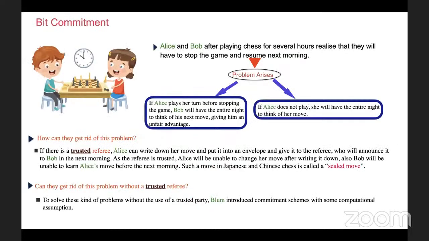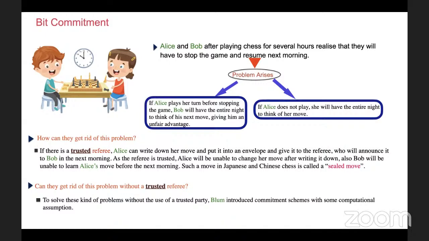Before discussing the technical details of the problem, let us first discuss the problem intuitively. Consider the following scenario where there are two parties, Alice and Bob, and they are playing a game of chess for several hours, and then they realize that it is very late in the day and they have to stop the game, and they plan to start the game again the next morning.